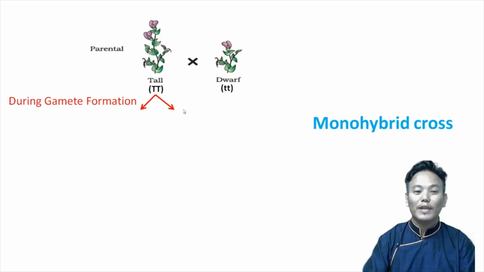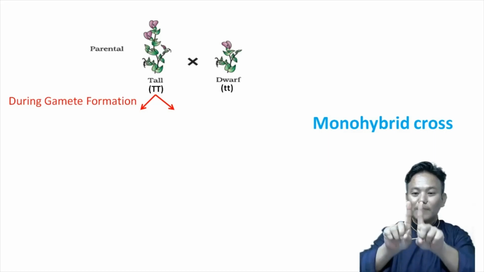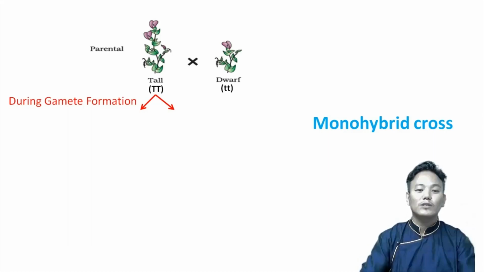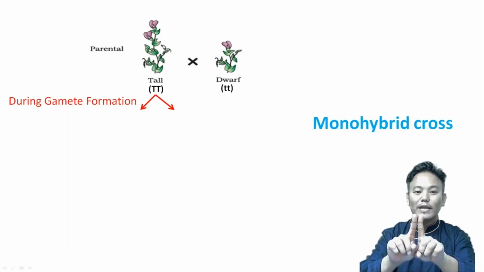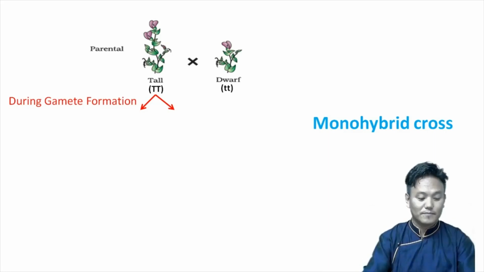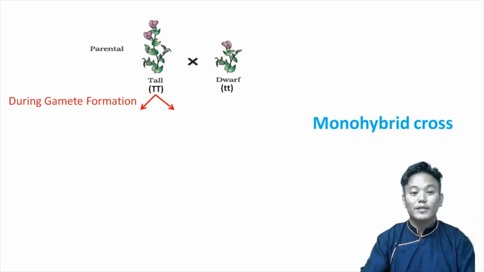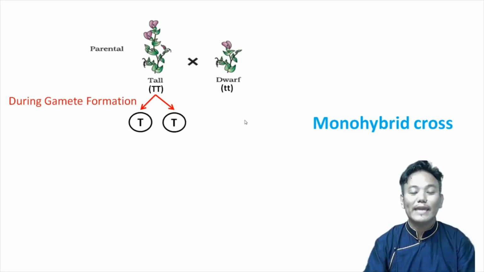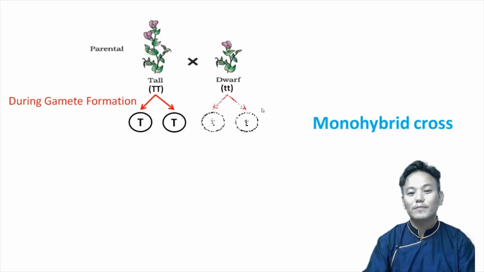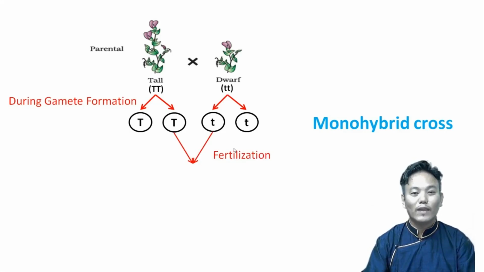During gamete formation, these allelic pairs, or the pair of factors, segregate. They segregate means they separate. The two capital T's are together in the tall individual. But during gamete formation, these allelic pairs separate in such a way that each gamete gets one of each pair. The same thing goes for the dwarf plant as well. When the dwarf plant is producing gametes during meiosis, the allelic pairs get separated.